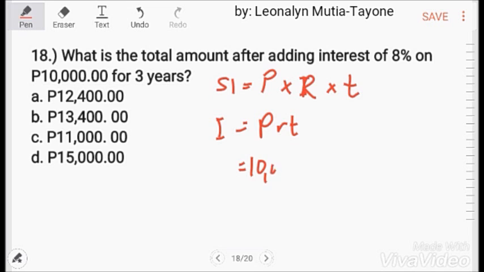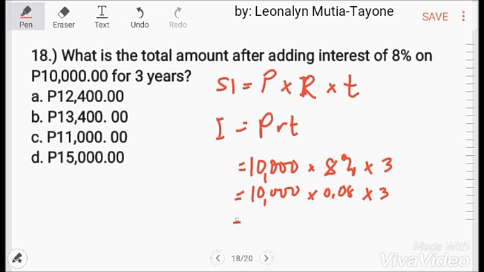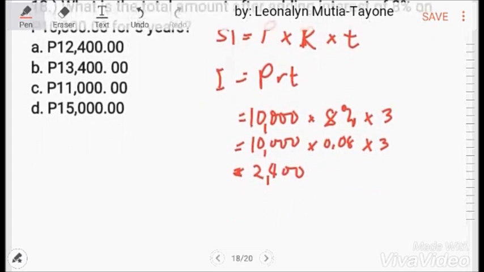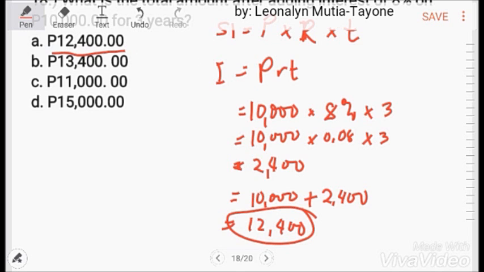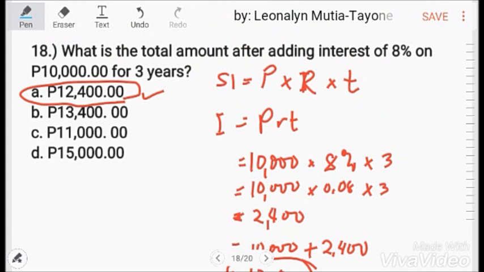Yung principal natin ay 10,000. Then, multiply natin ang rate niya, which is 8%, times yung year na 3 years. So, that is 10,000 times 0.08 times 3 equals 2,400. Yung 2,400 na yan, mag-add tayo ng 10,000 plus 2,400 and the answer is 12,400. So, ito na yung sagot. Letter A. Explain ko ulit para mas malinaw.